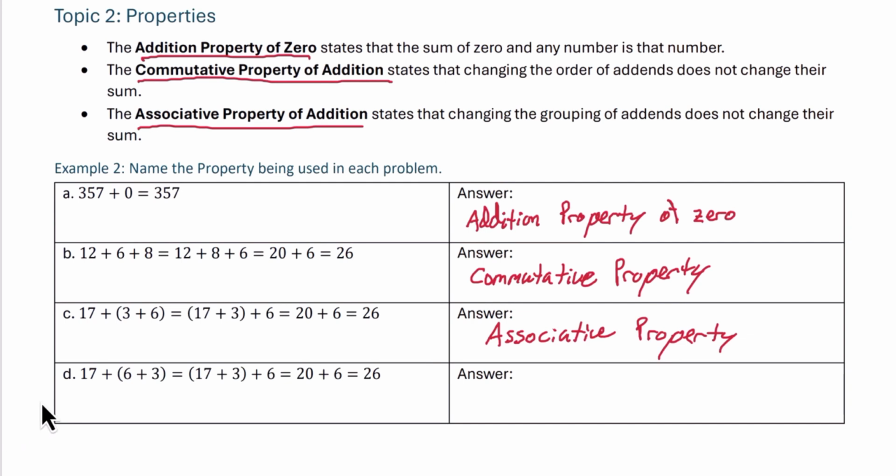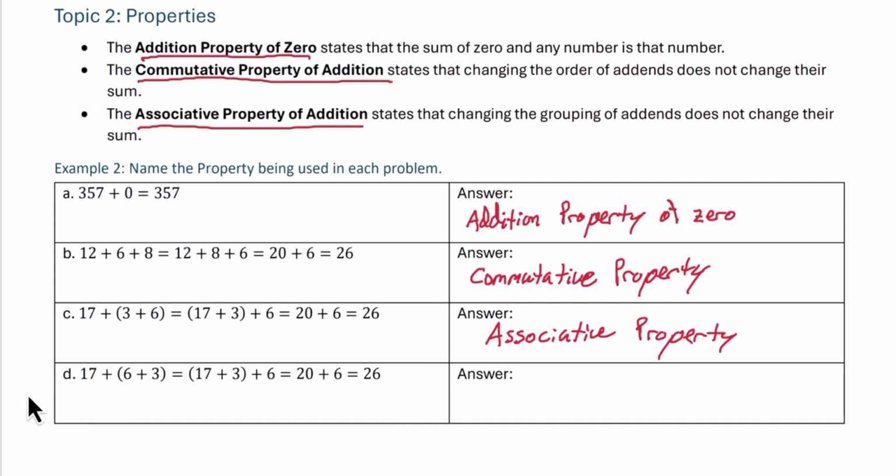In example D, we have 17 plus 6 plus 3 equals 17 plus 3 plus 6, which equals 20 plus 6 equals 26. Two things are changing here. Notice the order is changing, 17, 6, 3, 17, 3, 6. But also the grouping is changing. Here, 6 and 3 are grouped, but here, 17 and 3 are grouped.